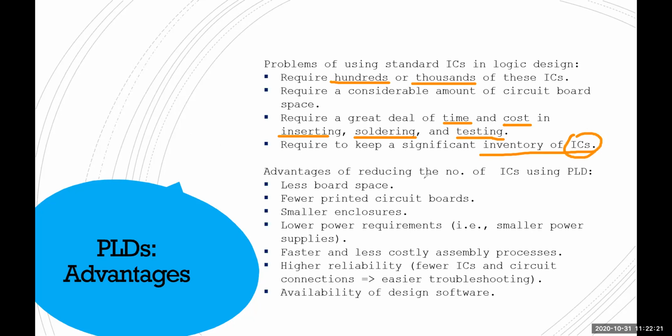That means for NAND, NOR, NOT, AND, OR, XOR, XNOR, you need to keep these 7 types of ICs at your home, and enough number of them, because there are 7, that's why. But if you use PLD, you do not need hundreds of ICs. You only need 1 or 2.